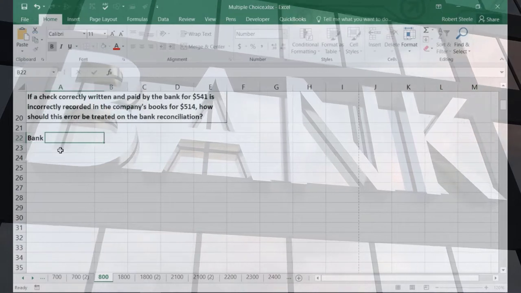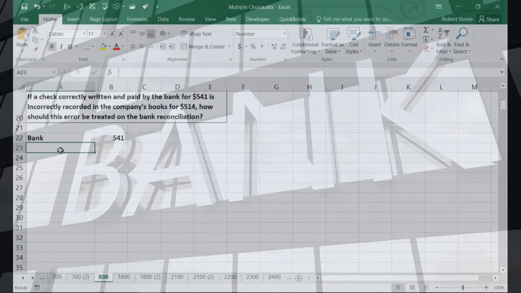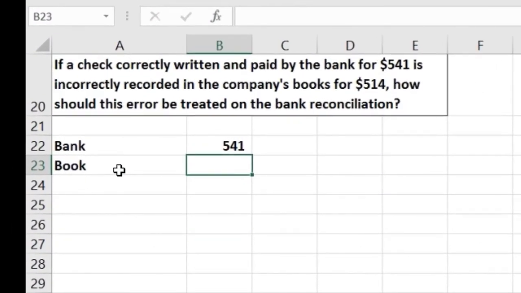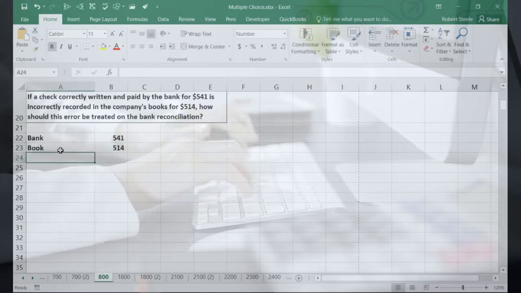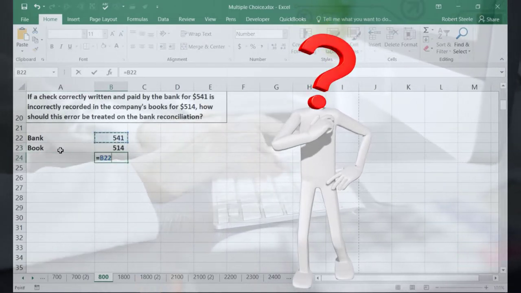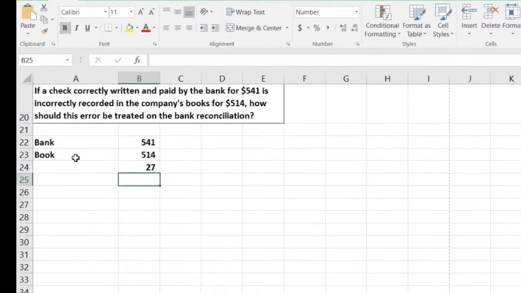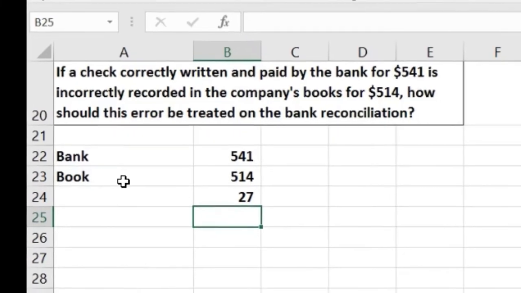And of course, the bank got it right because they actually had the check. And on our books, when we entered the data, it's probably because our books were writing the checks outside of the system and then just entering it in, and that would mean we'd have a data entry error here by transposing those two numbers. It should have been the 541, but we're going to subtract 541 minus the 514, what we accidentally put in there. There's a $27 difference, and if we're doing the bank reconciliation, we'd have to fix our books.